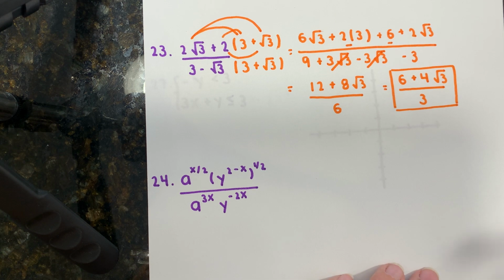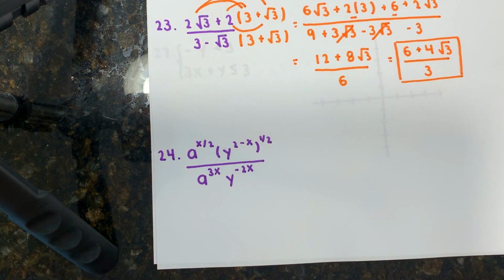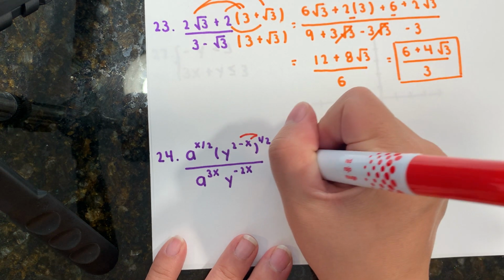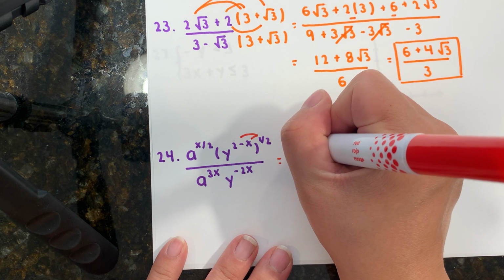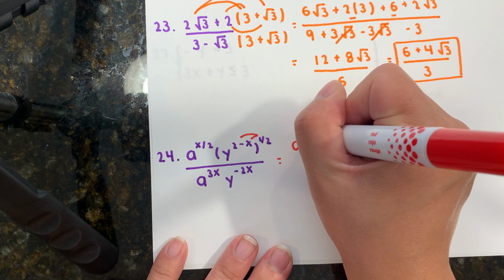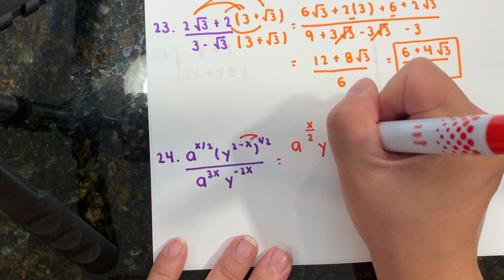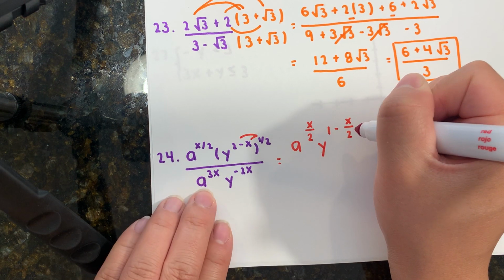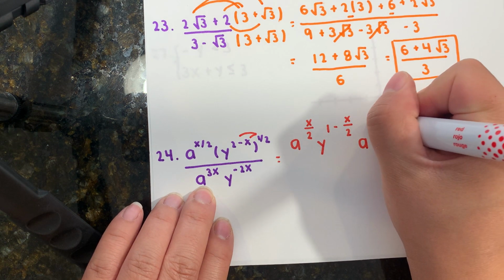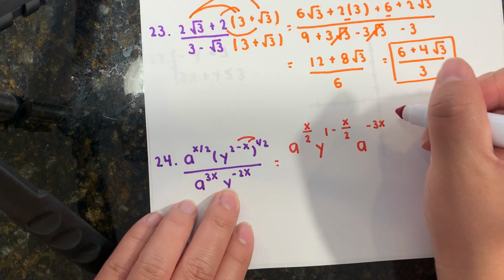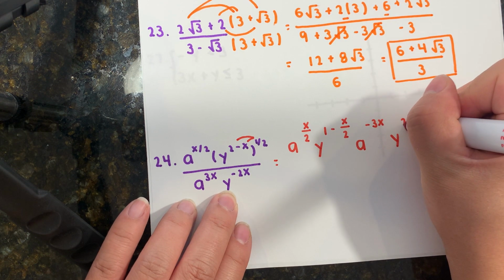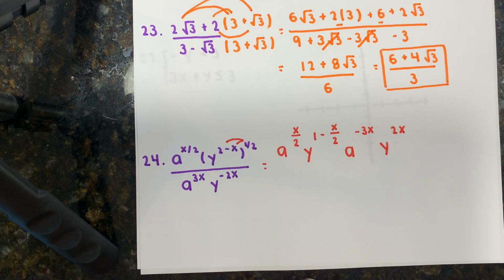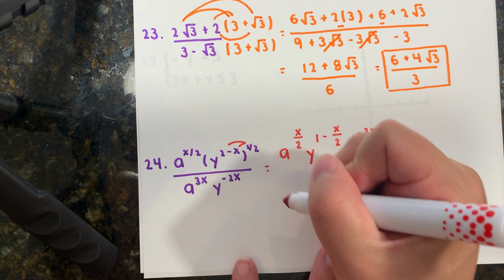Now moving on to number 24, I'm going to start with just distribution and bringing the denominator up to the numerator. So I have a to the x over 2. Then I'm going to have y to the 1 minus x over 2. When I bring this up to the top, it's going to become negative 3x. And when I bring this up to the top, it's going to be positive 2x. Now, if your bases are the same, you want to add exponents together.